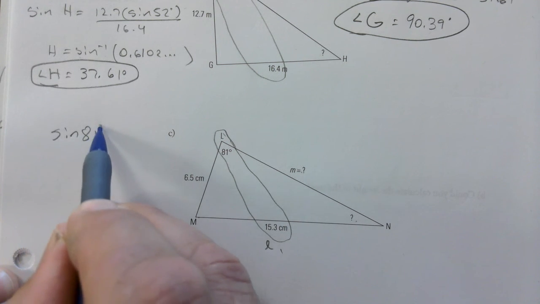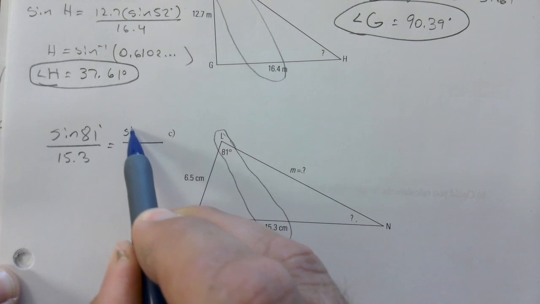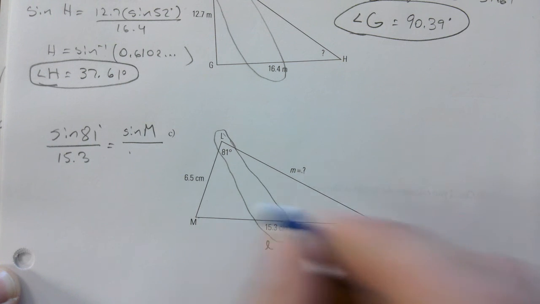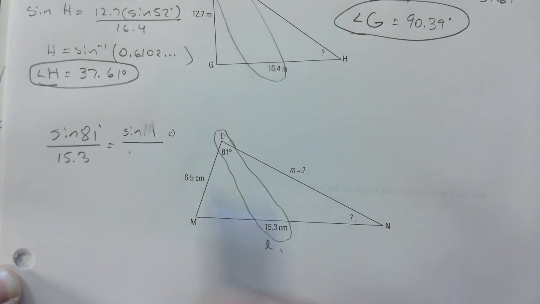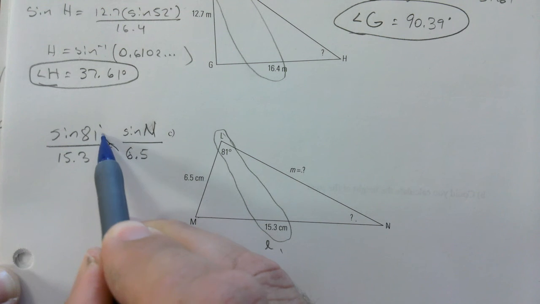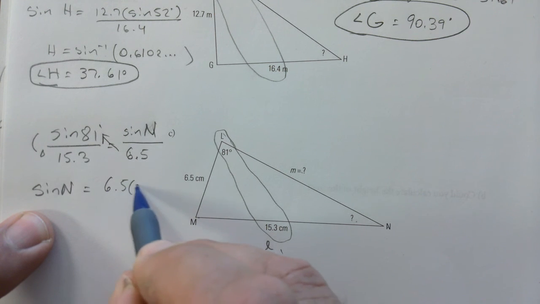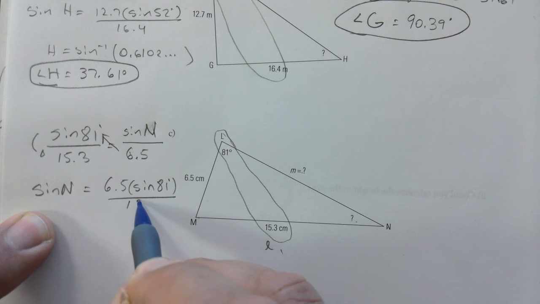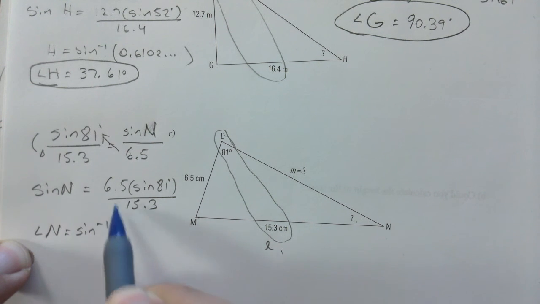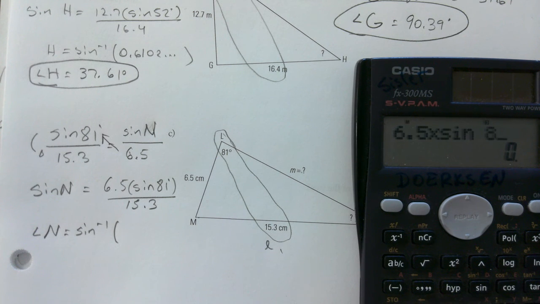So I'm going to go sine of 81 over 15.3 is equal to sine of m, capital M, over, sorry, my bad, n. I'm finding this angle here. It's n over 6.5. And then you cross multiply and divide like that. So sine of n, not just n, is 6.5 times sine of 81 divided by 15.3. And so angle n will be sine inverse of whatever I get there. So 4 lines, basically, that's all I'm asking you for. So don't be lazy, okay?